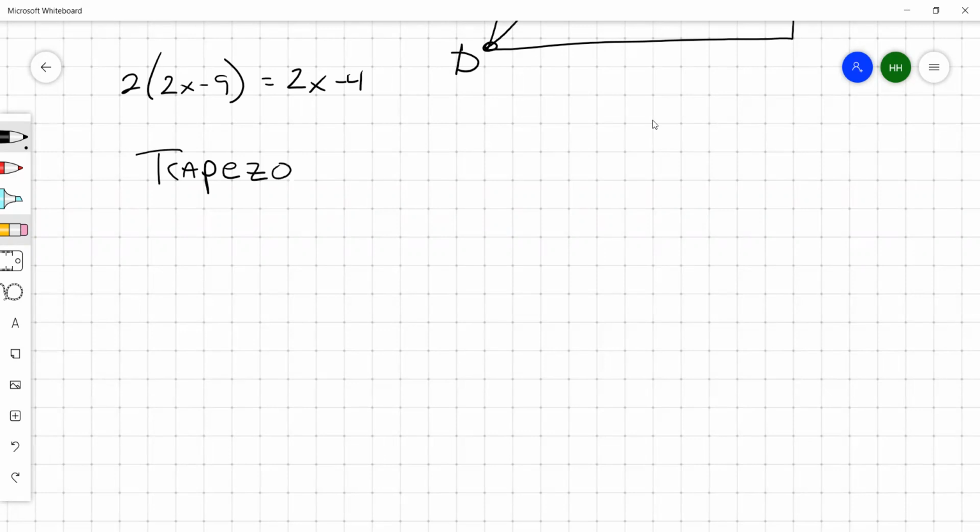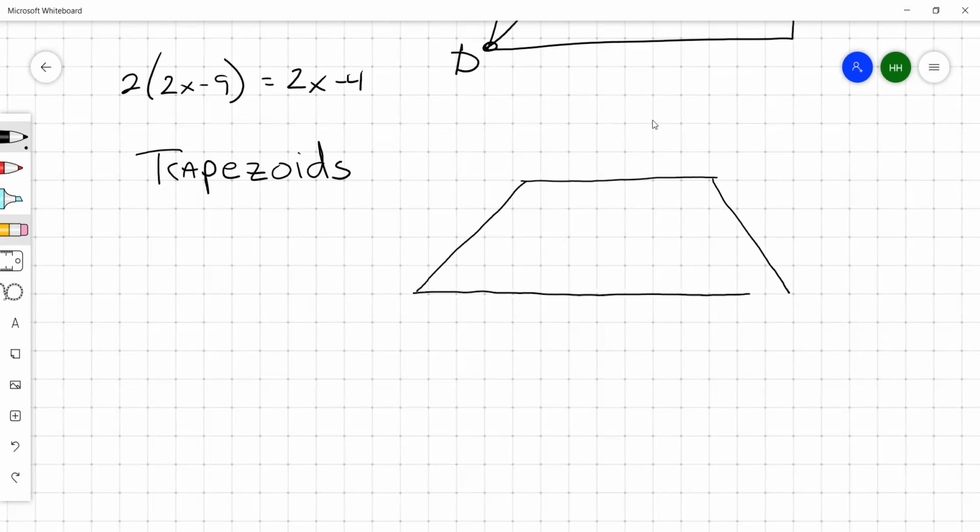Trapezoids. Okay, trapezoid, it's got two parallel sides, and the two parallel sides are called the bases. So in this case, if this top is parallel to the bottom, then the top is considered a base and the bottom is considered a base. And the other two sides are called legs. Now, if the vertical sides are parallel, then those are the bases. All right.